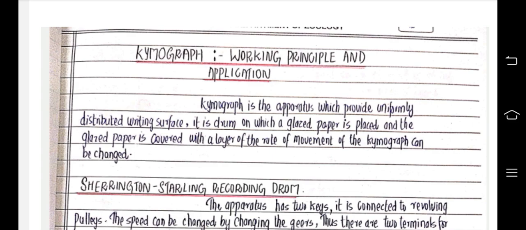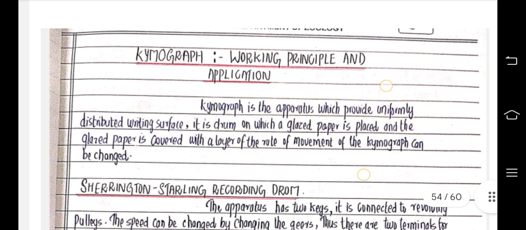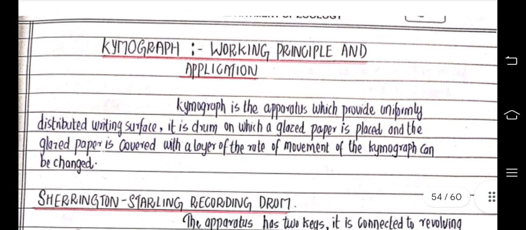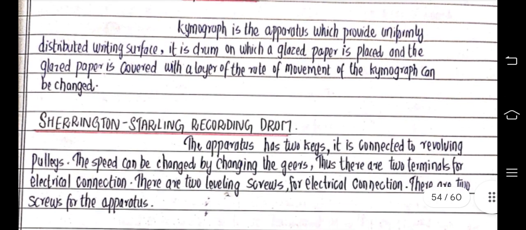Kymograph is an apparatus which provides a uniformly moving writing surface on which glazed paper is placed, and the glazed paper is covered with a layer of soot. The rate of movement of the kymograph can be changed. Sherrington recognized a recording drum.